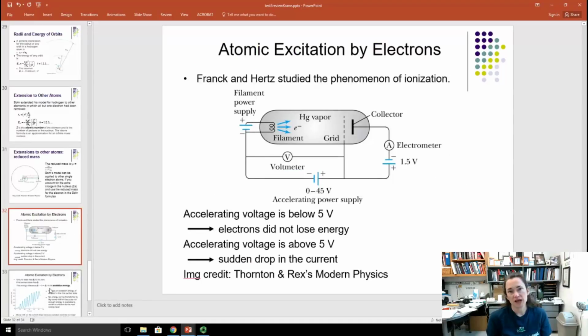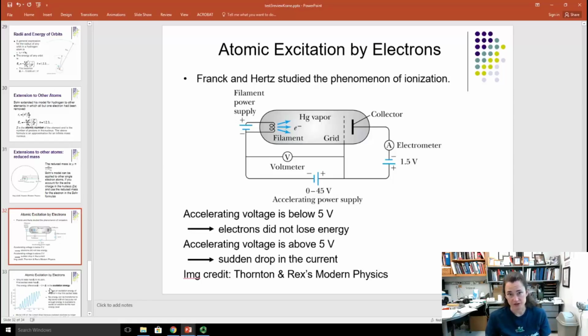Now, the Bohr model of the atom was validated by the hydrogen spectra, but it was also validated by the Franck-Hertz experiment. And Franck and Hertz studied the phenomena of ionization. So what they did was they had inside of a vacuum tube mercury vapor, a rarefied mercury vapor. And then they had a filament which supplied electrons that they accelerated across the mercury vapor by applying a voltage.